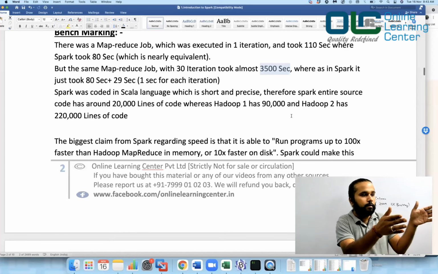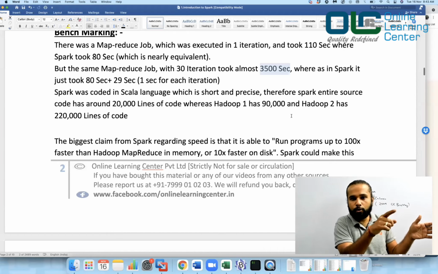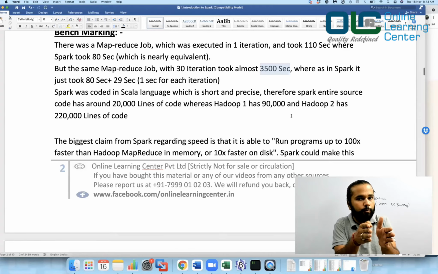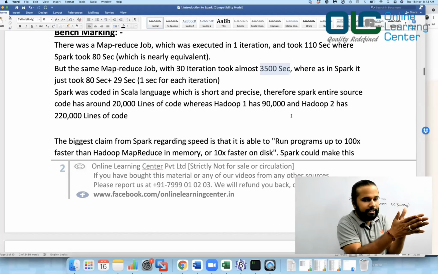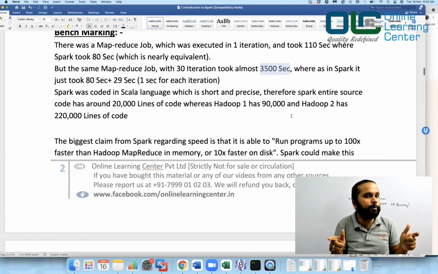So when you start writing Spark code, you will understand how easy it is to change the job. For example, I have some data. I want to do some processing, and I'll get some temporary output. On that, I want to do one more processing, and I'll get another output. On that, I want to do one more processing. So you can basically chain it up in a single line. That's the beauty of Spark.